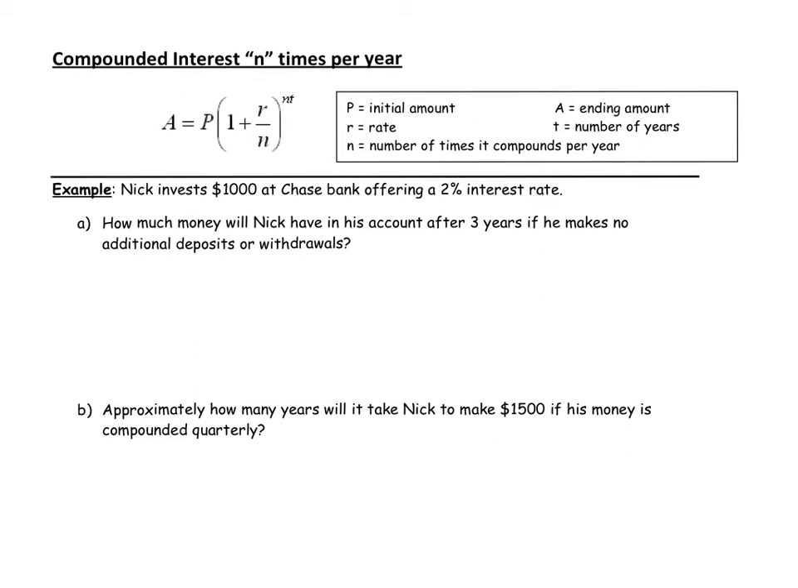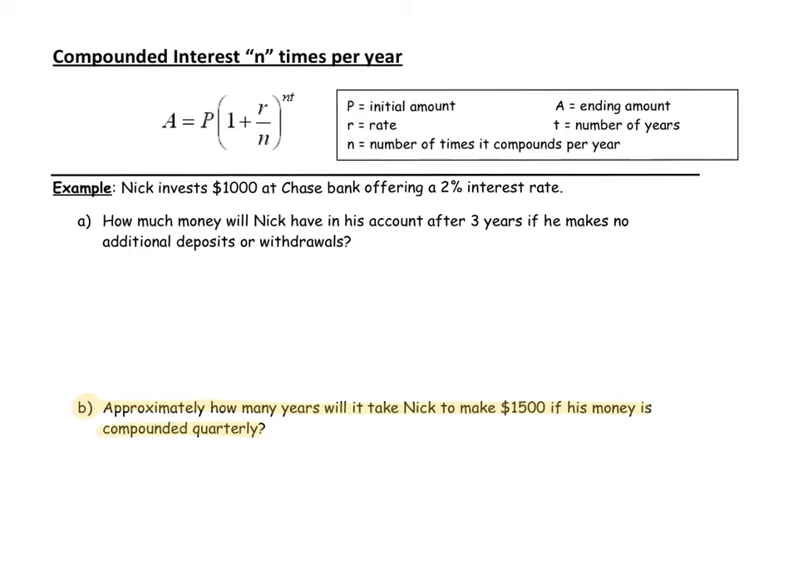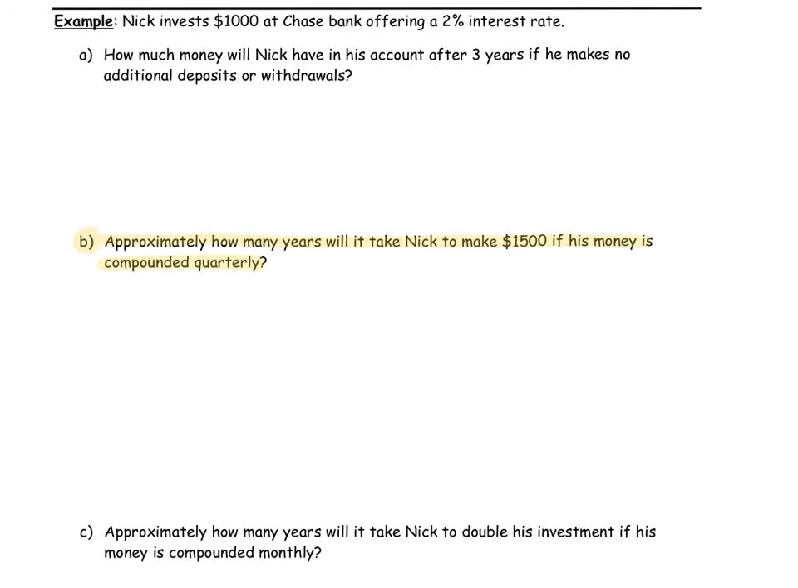So now I'd like to solve part B. Part B says, approximately how many years will it take Nick to make $1,500 if his money is compounded quarterly? So now that we have compounded quarterly, we know that quarterly means 4 times per year. So this piece of information will tell us the variable for n is 4. And they want to know how long it will take him to make $1,500. So we want to know how much it will grow to, $1,500. That's your A. And how much was he starting with is your P. So that's still not changing.